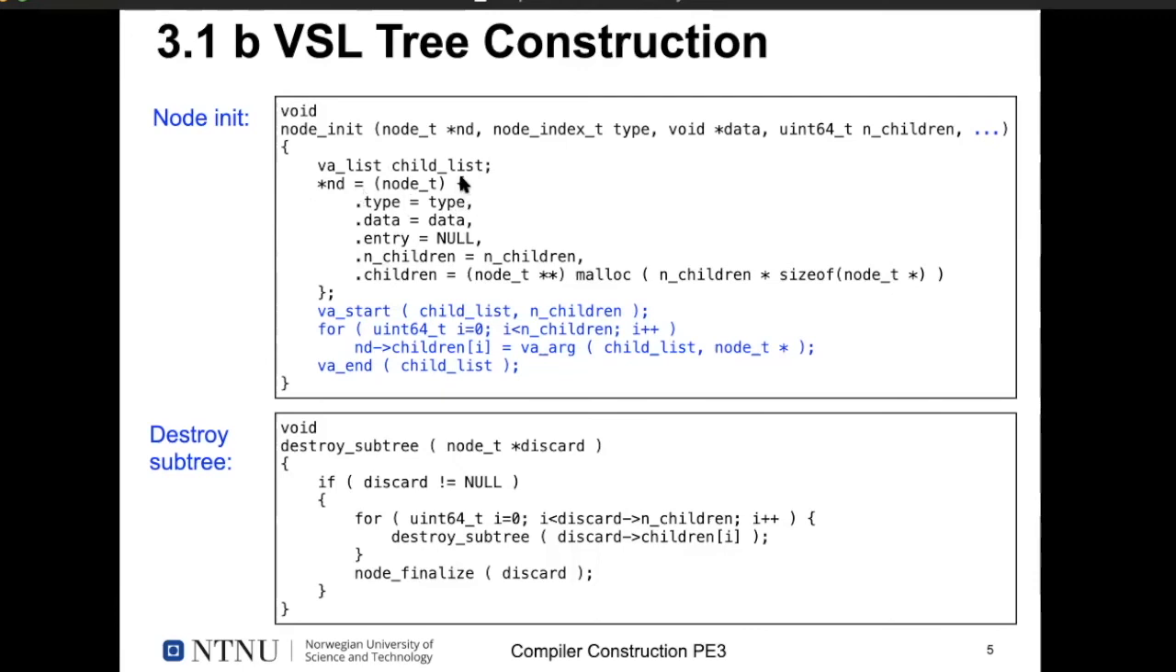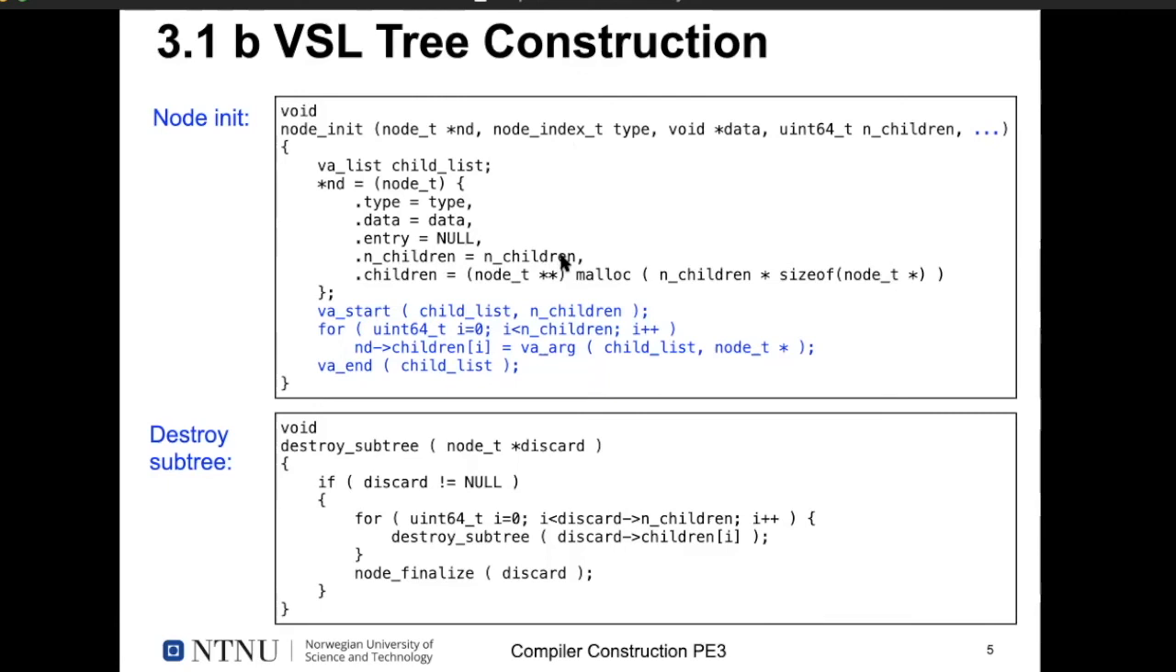So essentially what you do here is you just define elements of a structure. You typecast this to a node T, and then for this node T, the element at type, which has a certain offset in your structure, is initialized to the type we passed. Data is passed to the data. We have an entry of 0. We need this later on. And we have a number of children.